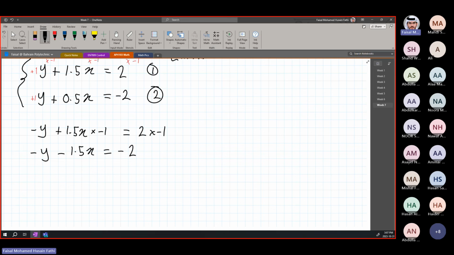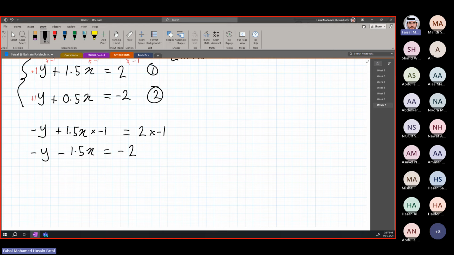Yes, you can subtract instead of multiplying by -1. You could just subtract one equation from the other. But I prefer doing it this way because there's less room for error. When you're subtracting, it becomes a bit complicated. It's always easier to deal with plus.